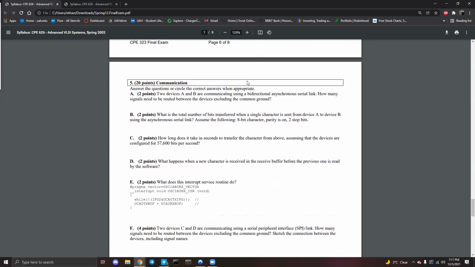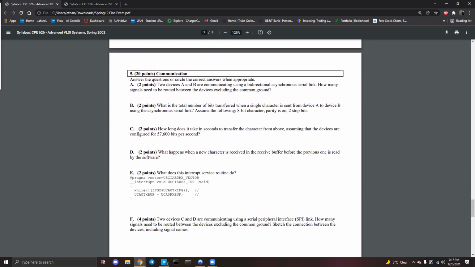All right, even so, moving on to more of these funny monkey communication problems. Two devices A and B are communicating using a bidirectional asynchronous serial link. How many signals need to be routed between the devices, excluding the common ground? Well, bidirectional asynchronous, so you need something like UART, to transmit and receive. So a TX and an RX line. It excludes the ground, so we don't care.